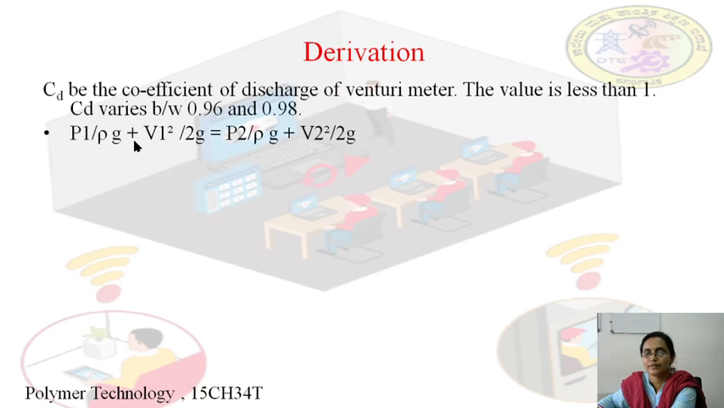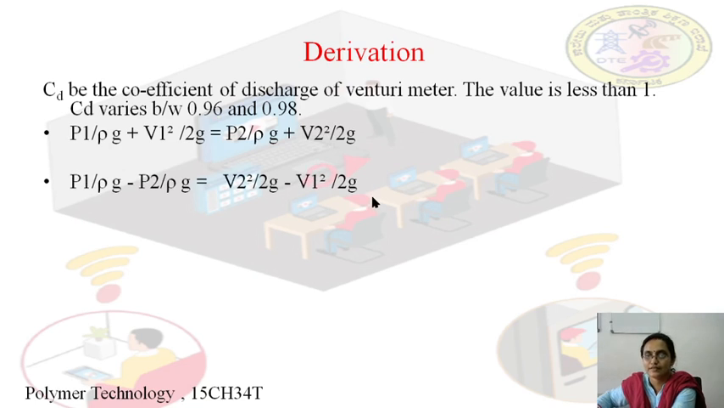P1 by rho g plus V1 squared by 2g equal to P2 by rho g plus V2 squared by 2g. The potential energy is the same, so that can be cancelled. Now this equation remains. This is CD, the coefficient of discharge of the venturimeter. It varies from 0.96 to 0.98. The value is less than 1. Coming to the derivation, we have cancelled the potential energy part.